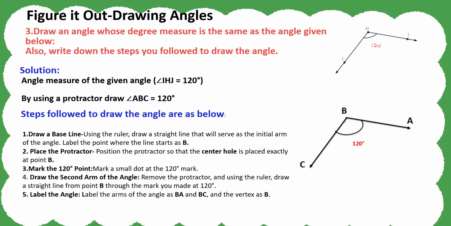And we have drawn the second arm, removing the first arm using this ruler. Then we will draw a straight line from point B through to mark 120 degrees. Now we labeled this 120 degrees. They have the two arms, one is BA and BC. So first one is this BA, the next one is BC, and the vertex is at B.